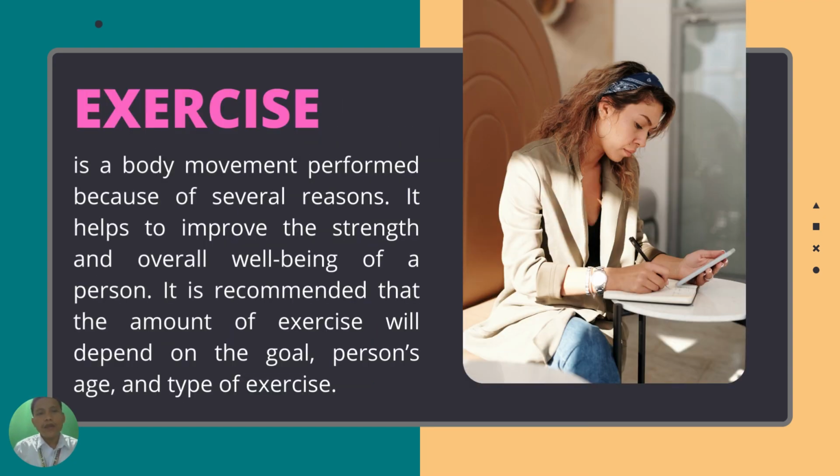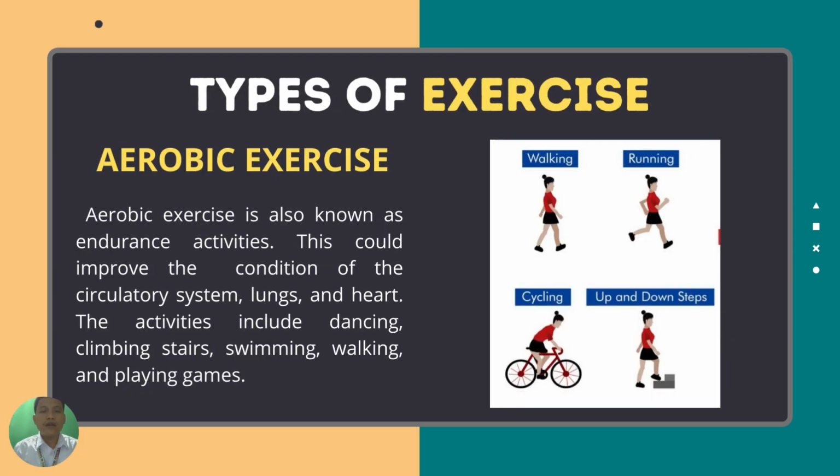So let's continue. Exercise is a body movement performed because of several reasons. It helps to improve the strength and overall well-being of a person. It is recommended that the amount of exercise will depend on the goal, person's age, and the type of exercises. So I have here different types of exercises, and let's describe them one by one. Let's start with number one. We have your aerobic exercise.